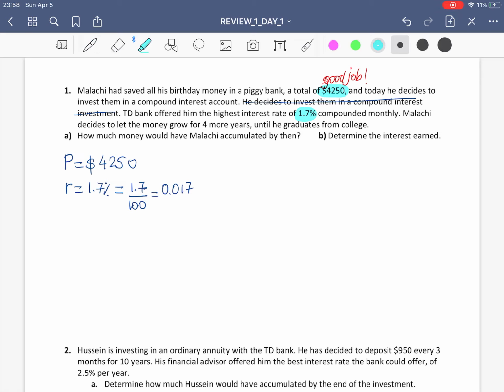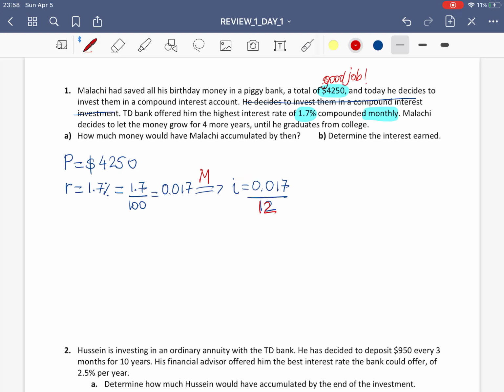Now this amount of money is growing every compounding period, and according to this question, the compounding frequency is monthly. So that will change our annual interest rate. So since we have monthly compounding frequency, then I would equal 0.017 divided by 12. And why by 12? Because there are 12 months in a year.